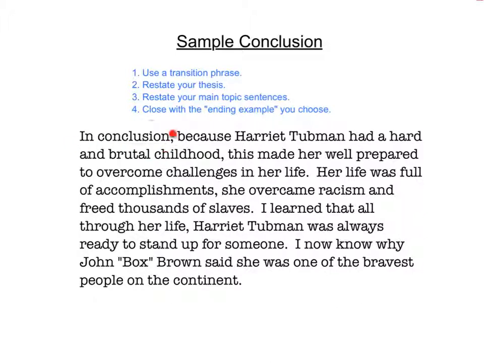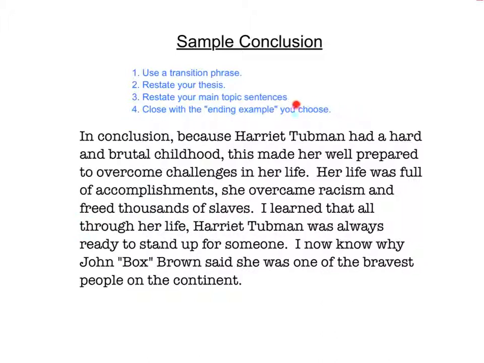Well, here's my transition phrase right here. In conclusion, that's going to tell the reader that I am now transitioning to the end of my essay. I restated my thesis, number 2. Right here, Harriet Tubman had a hard and brutal childhood. This made her well prepared to overcome challenges in her life. That was my thesis. Number 3, restate your main topic sentences. Here they are. Her life was full of accomplishments. That was main topic sentence 1. She overcame racism, main topic sentence 2, and freed thousands of slaves, main topic sentence 3.